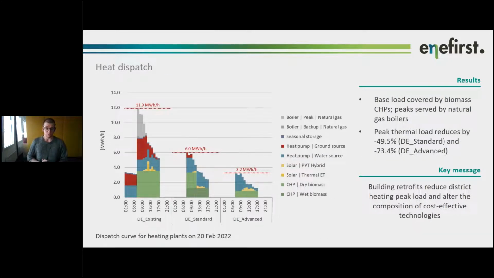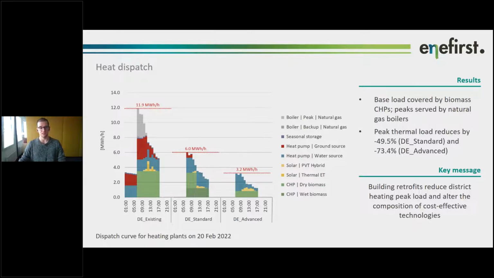In this chart, to begin with, we see the hourly heat dispatch. So here in these Lego bricks, if you will, you can see the different technologies that are dispatched at an hourly level on the 20th of February in 2022, which, as I've shown previously, was according to the average temperature series, the day with the lowest temperature or the highest heat demand or heat load.